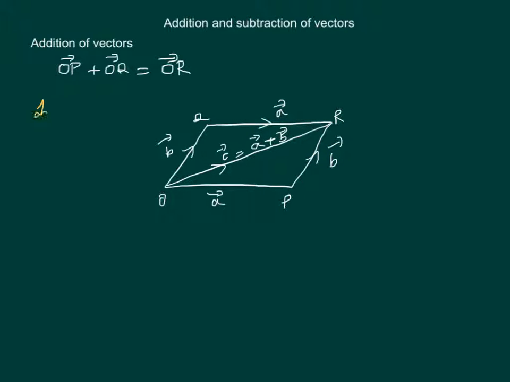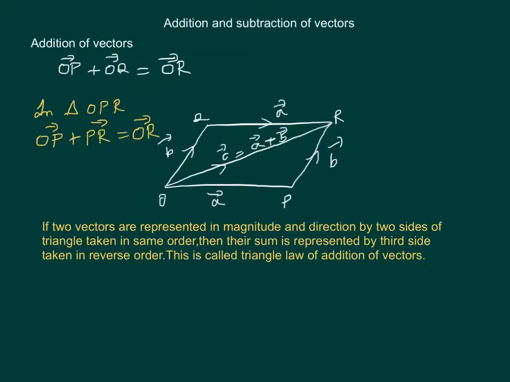Hence we have that in triangle OPR, we are getting OP plus PR equal to OR, which brings us to the conclusion that if two vectors are represented in magnitude and direction by two sides of a triangle taken in the same order, that means we are starting from O, OP, then PR, then their sum is represented by the third side taken in reverse order, because the sum vector is OR and not RO. This is called the triangle law of addition of vectors.